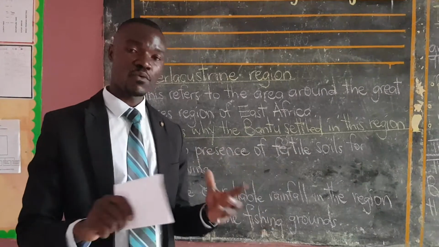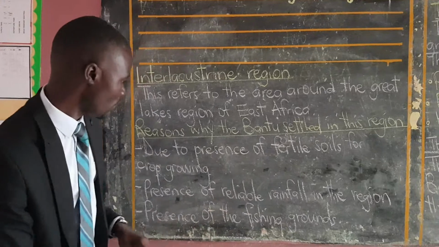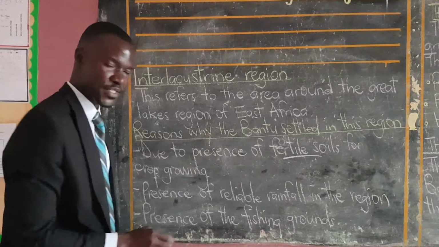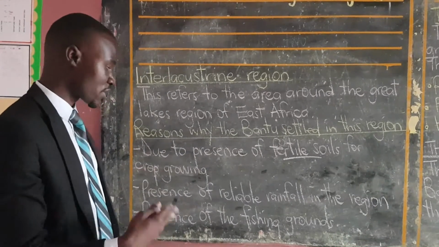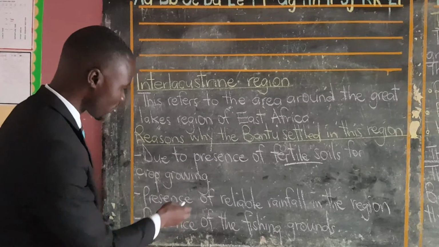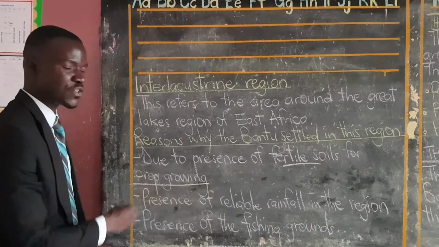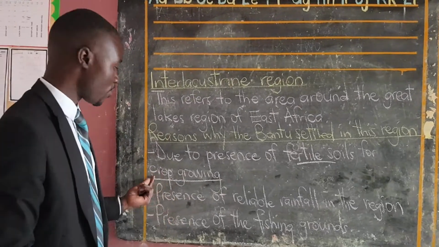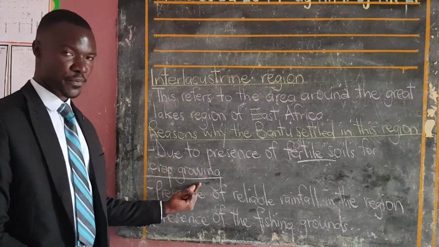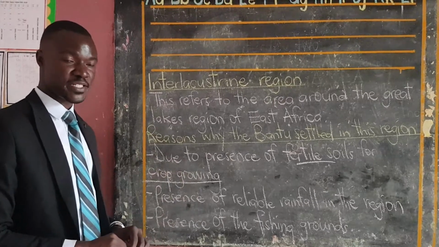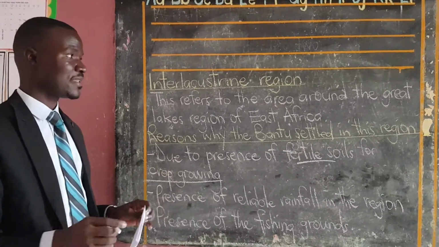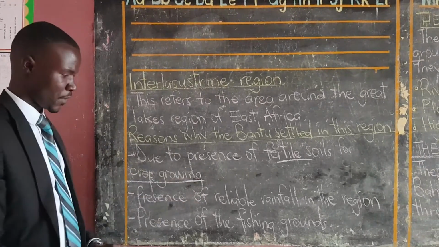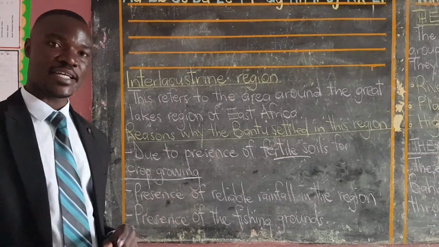Remember, the Bantu were farmers. So what were they looking for? They were looking for areas with fertile soils, in order to carry out crop growing. Do not forget, anytime they ask you what was the main occupation of the Bantu, do not say farming. It is crop growing, because farming is at a wider perspective. So the Bantu were mainly interested in crop growing. That's why they looked for areas that had fertile soils.